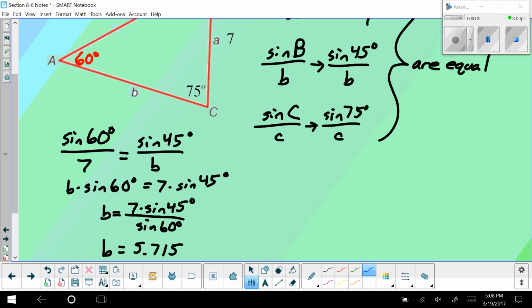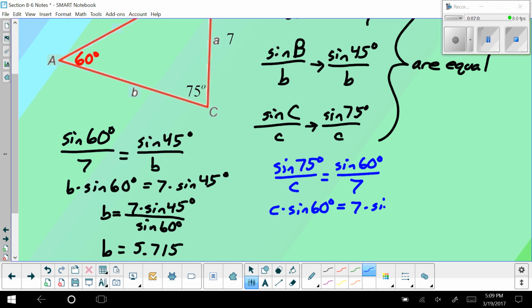Then if I want to find out what C is, I can take the ratio of angle C to its opposite side, sine of 75 degrees to C, and say that has to be equal to either the sine of 60 degrees to 7 or the sine of 45 degrees to the 5.715. I'm going to go with the sine of 60 degrees compared to 7, just because it's going to be easier numbers to work with. Cross multiply, so I'd have C times the sine of 60 is equal to 7 times the sine of 75. Divide each side by the sine of 60 degrees.